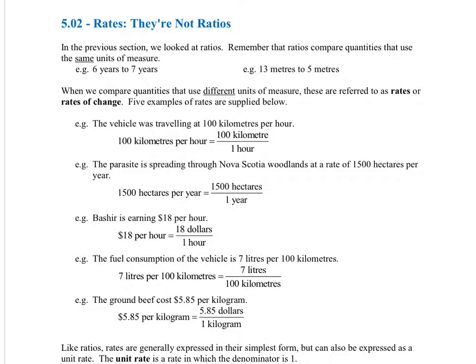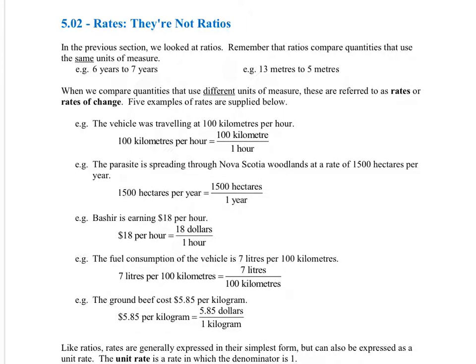So now we'll be looking at rates, which are different from ratios, because in the previous section, we looked at ratios, but I mentioned before, you have to remember that ratios compare quantities that use the same units of measure. So we were comparing years to years, meters to meters. So units are ways to measure things, either time or distance or weight or different things. Now, when we talk about rates, there are two different units, and we're not comparing two different items of the same units. These are two different units, and we refer to them as rates or rates of change.